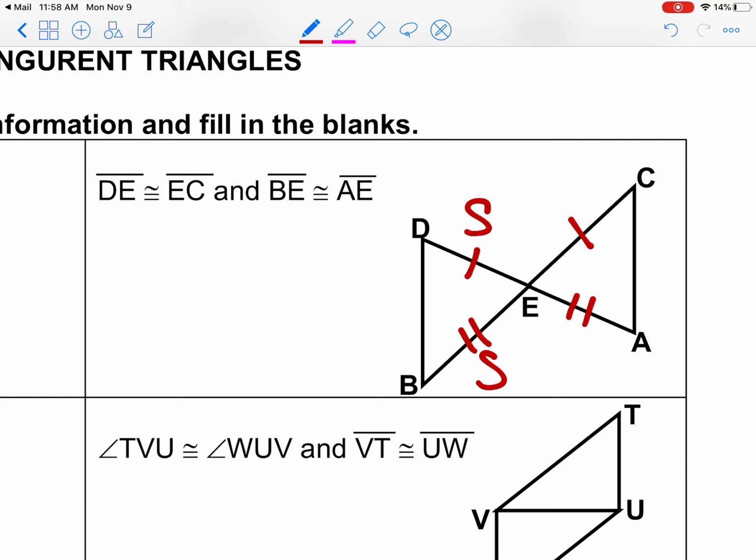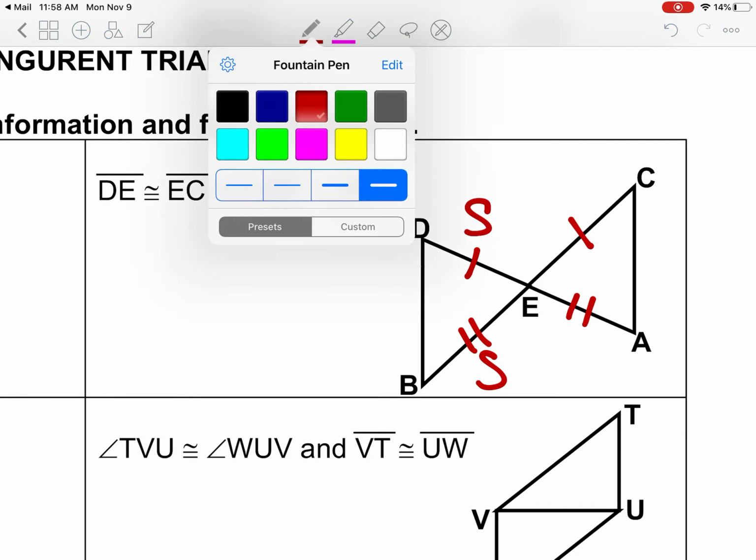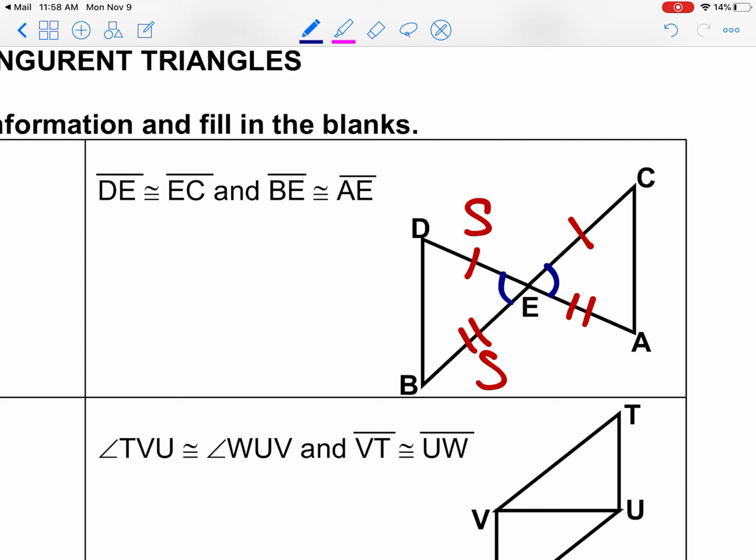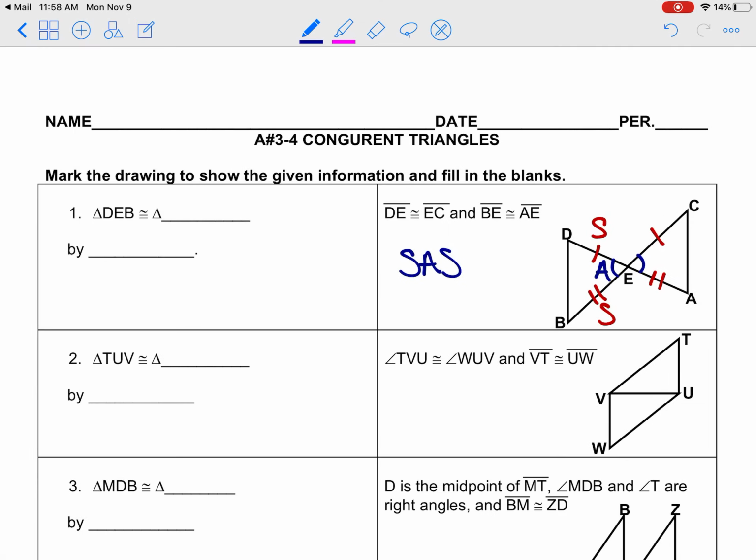Well, they didn't tell us anything else, so we have to go off things that we know from the past. Things like vertical angles could come in handy, shared sides, alternate interior angles. In order to have alternate interiors, you need parallel lines. Well, we don't have that here. In order to have a reflexive side, we don't have a shared side here. All we have here are vertical angles, and that is here in blue. And so that would be our third piece of information. So we could say that these triangles are congruent because of side angle side. So I'm going to make a note of that. We'll need that for our answer.